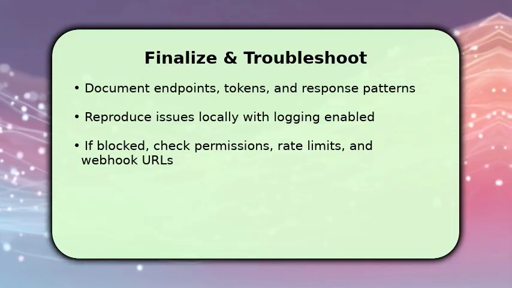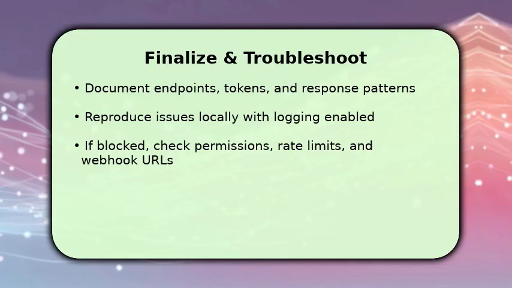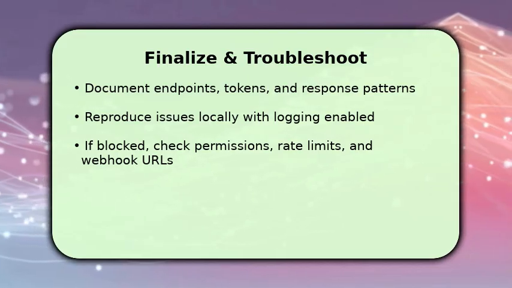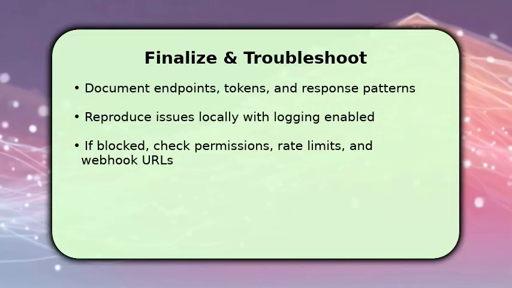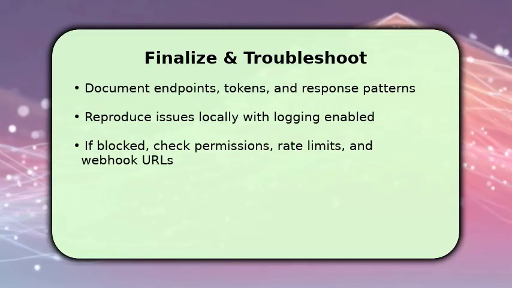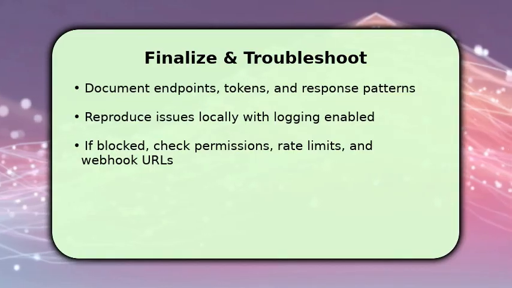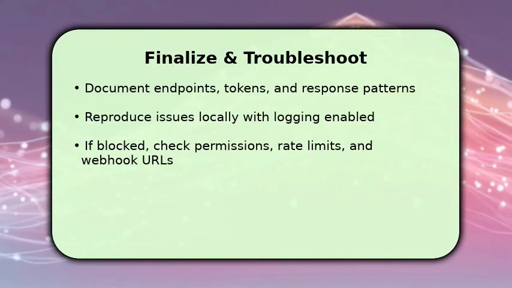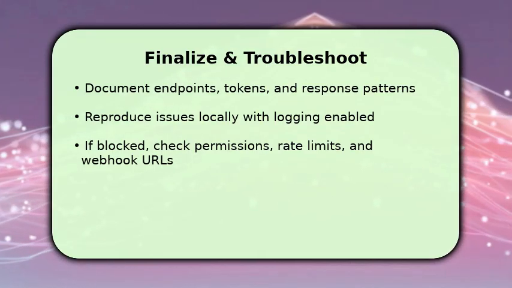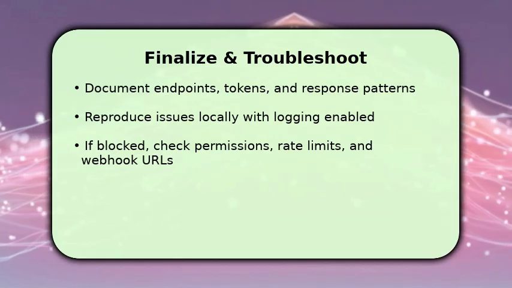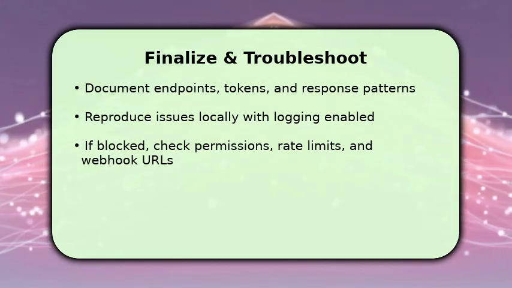Then replicate the bot locally or in a staging workspace with detailed logging enabled to follow message flows step by step. If you hit a roadblock, verify page permissions, app review status, and rate limits, and confirm the webhook URL is reachable and validated. Often an unreachable webhook or missing permission is the culprit. With those checks, you'll reliably locate and debug the messenger bot.